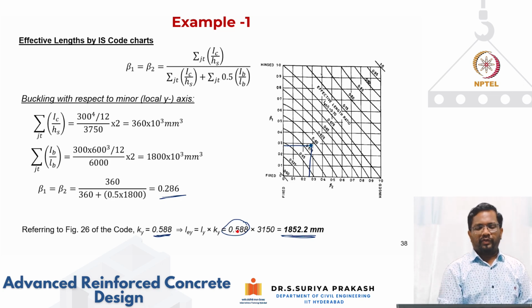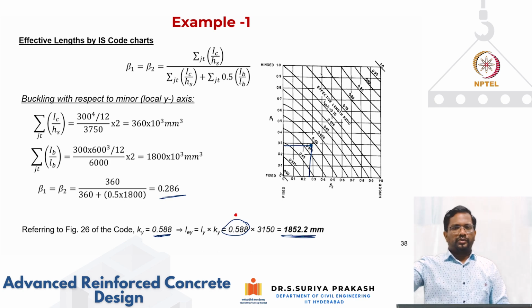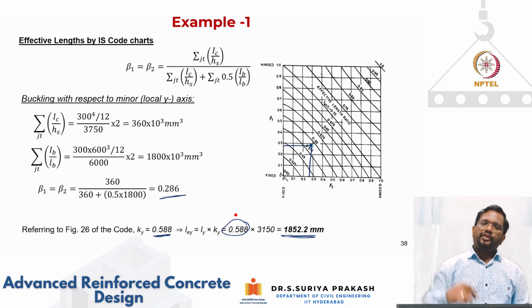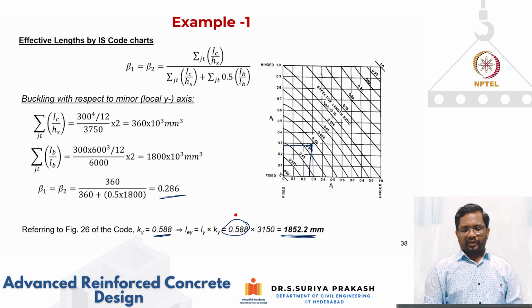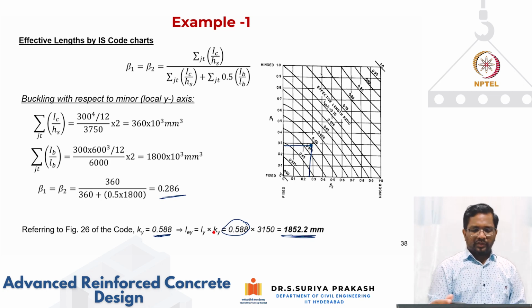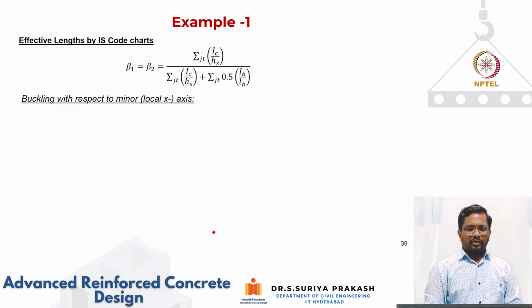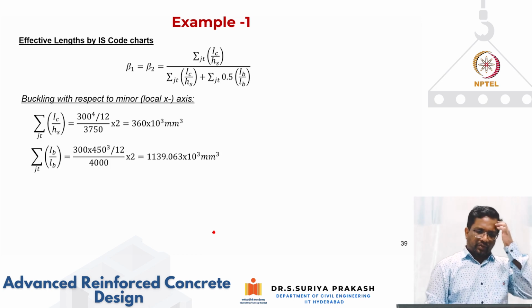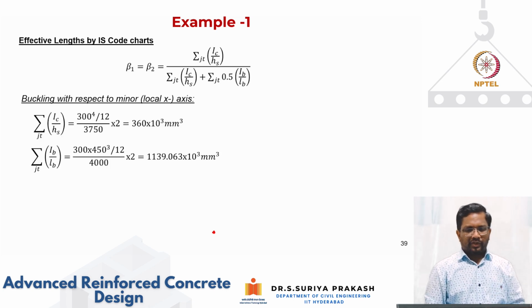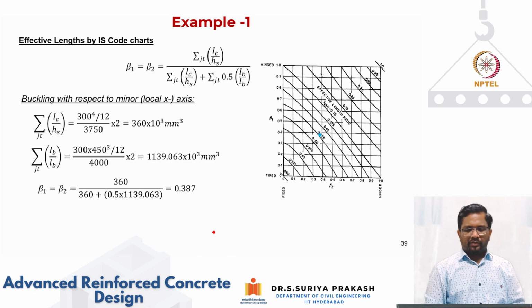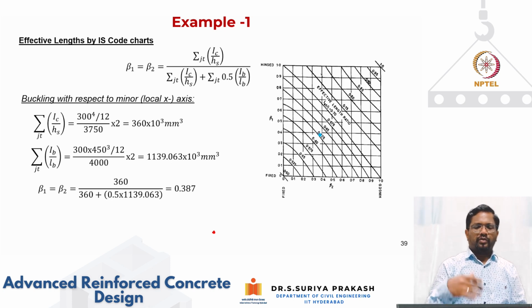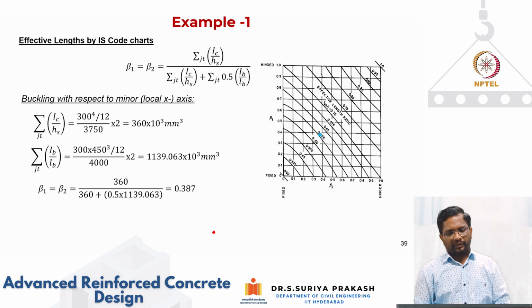If this value becomes close to 0.9 or 0.95, then we can say that at both ends they are approaching a pin condition, right? So using this, again, we can find out the effective length. So now what we can do, again, effective lengths by IS code charts. We have done this. So now we are doing that about the other axis, right?